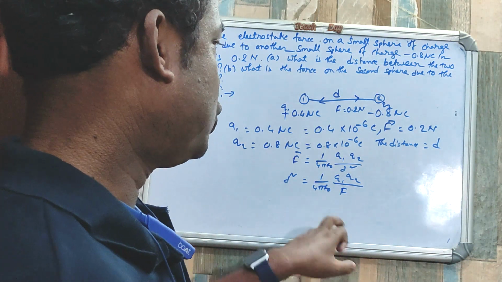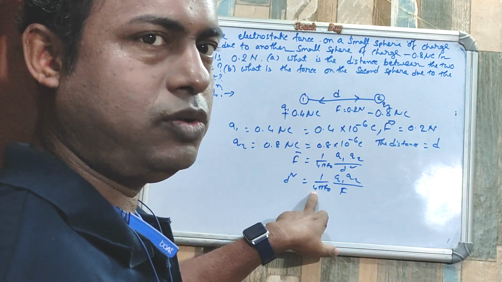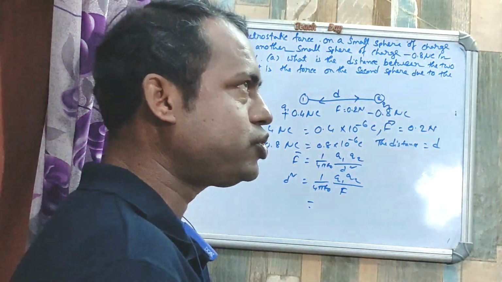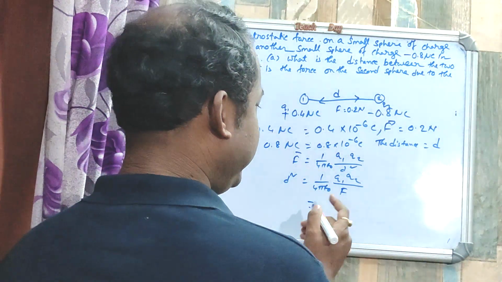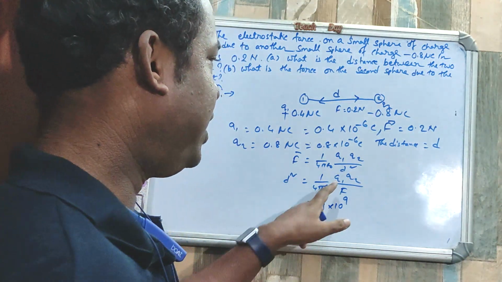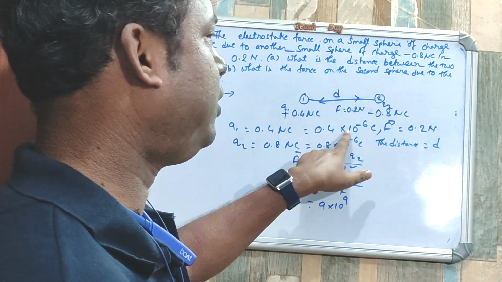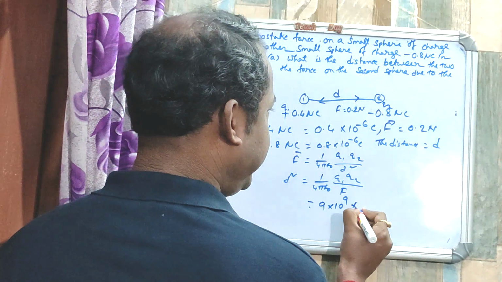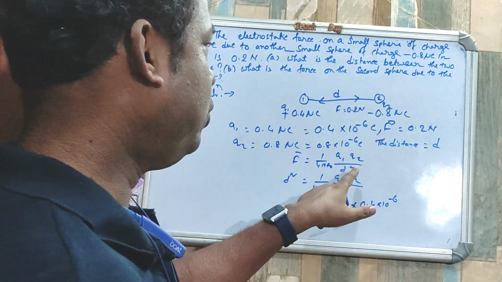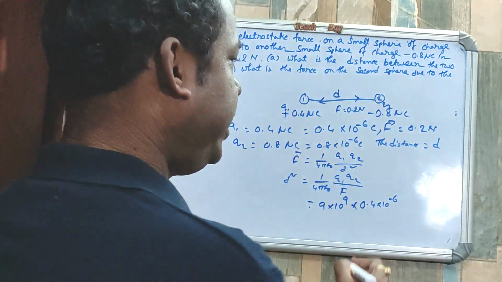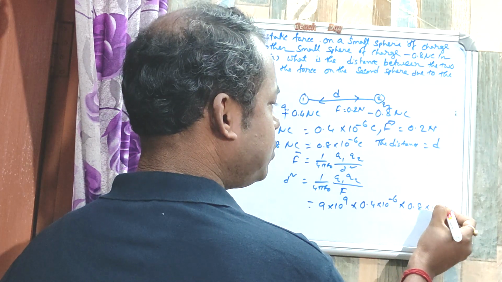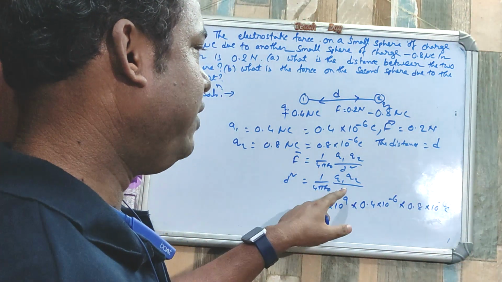Just simple. So 1 by 4 pi epsilon naught, what is the value? 9 into 10 to the power 9. Just remember this, and when you solve this way, all the numericals are very easy. What is the value of Q1? Q1 is 0.4 into 10 to the power minus 6. Now Q2 is 0.8 into 10 to the power minus 6 coulomb, divided by F.